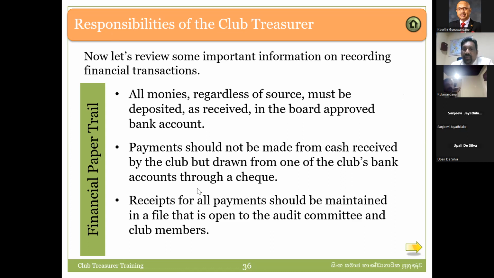The next one is that payment should not be made from the cash received by the club but drawn from one check.